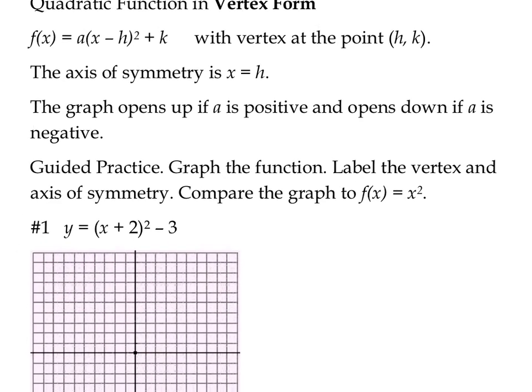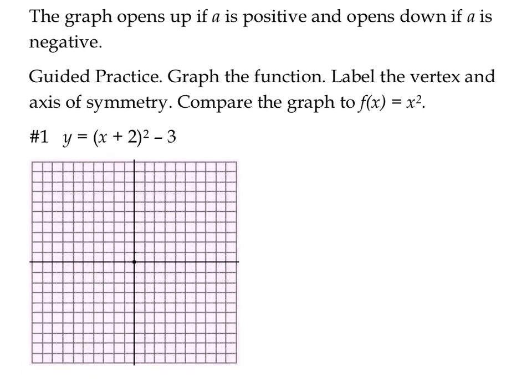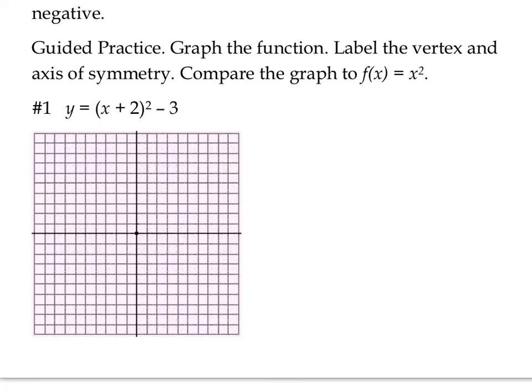We're going to graph this equation. We're going to label the vertex and axis of symmetry. Those are kind of key pieces to this graph. So one of the things we're going to do when we make our table of values, again, is understand which values we should plug into our table for our x's.